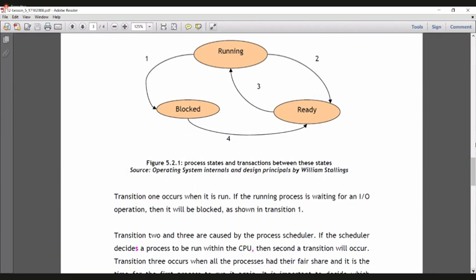Again, this diagram is from Operating System Internals and Design Principles by William Stallings, one of the reference books I have mentioned to you last time. So I hope up to now it is clear.